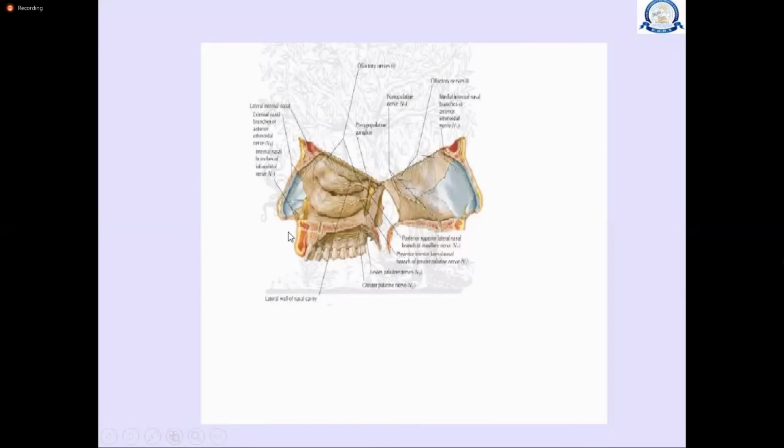Anterior superior halves will be supplied by the ophthalmic branches, that is the anterior and the posterior ethmoidal, which are the branches of the nasociliary nerve. The external part of the nose, that is what's missed over here, is supplied by the ophthalmic division, with the exception of the alae of the nose, which are supplied by the maxillary division of the trigeminal nerve.